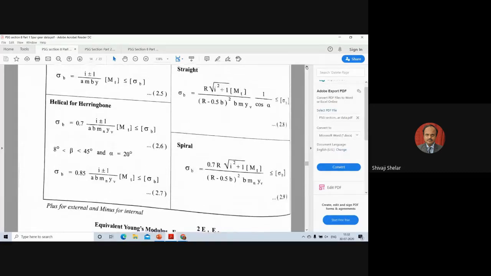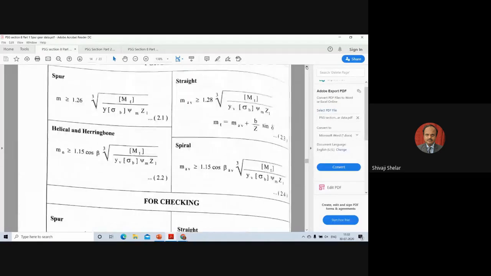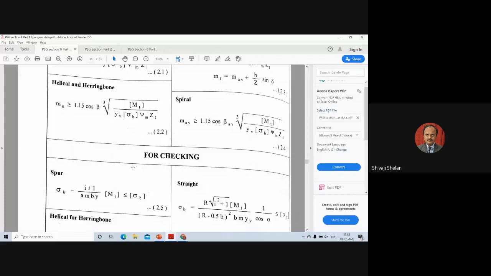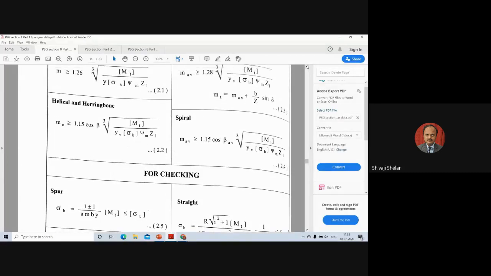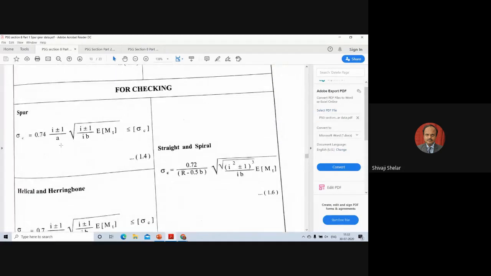So this is the formula we are checking. When we are designing, we are using this formula. When we are checking the spur gear for beam strength, we are using this formula. Since we are checking for contact stress, the formula is on the second page above. So sigma C, this formula is here.